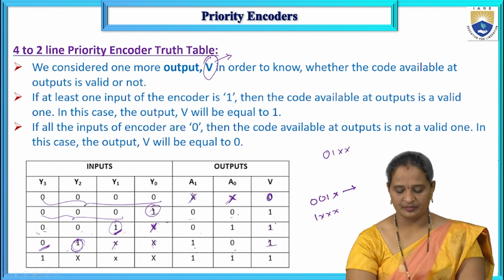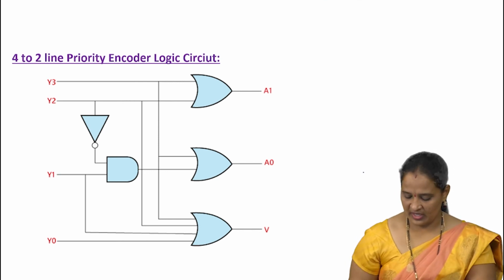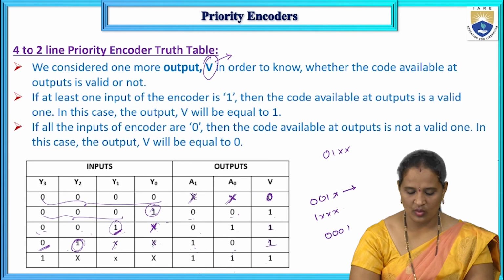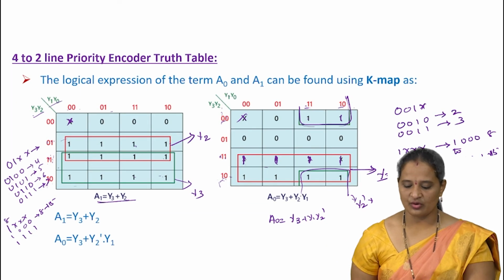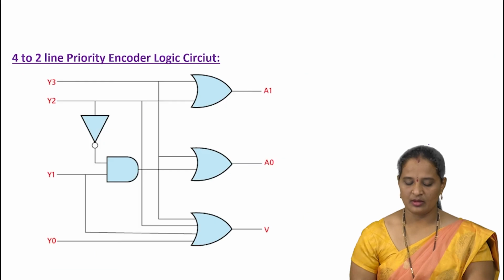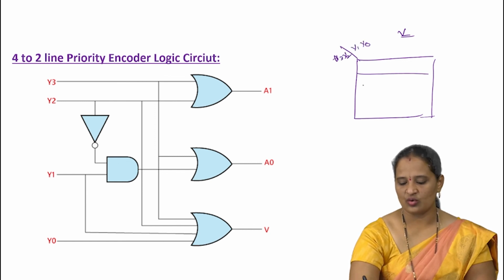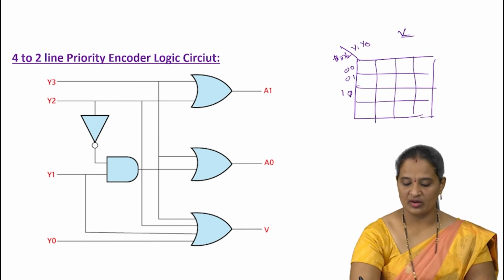So what is the equation for V? We can draw the K-map for V. The combinations are 0, 0, 0, 1, 0, 0, 1 don't care, 0, 1 don't care, don't care, 1 don't care, don't care, don't care, right? So now I could draw the K-map here for the V output. So y3, y2, y1, y0. So I have a 4 variable K-map here.